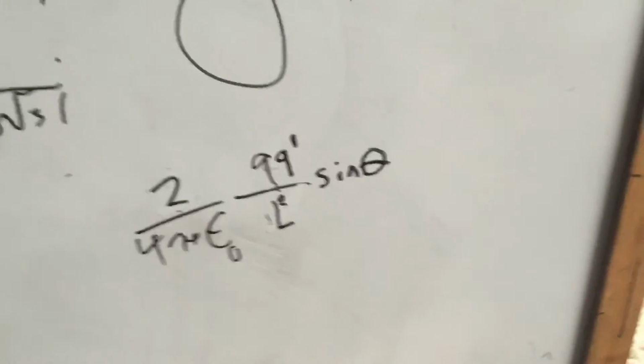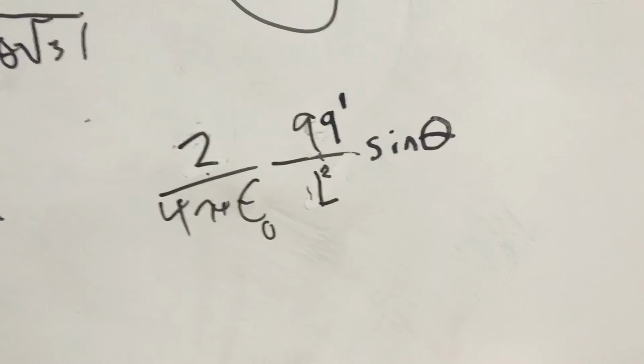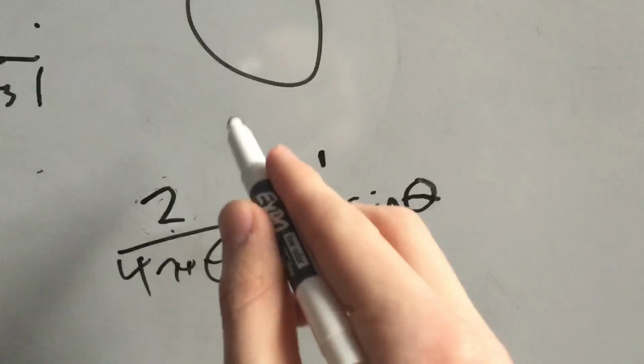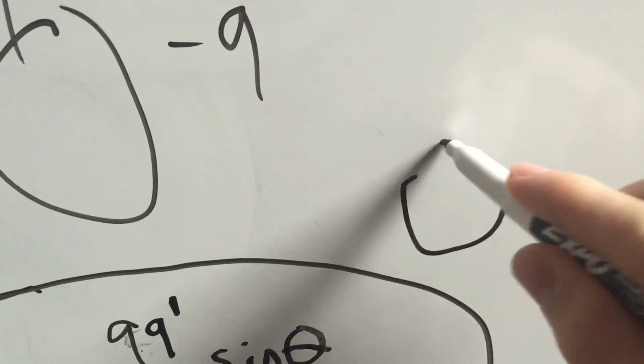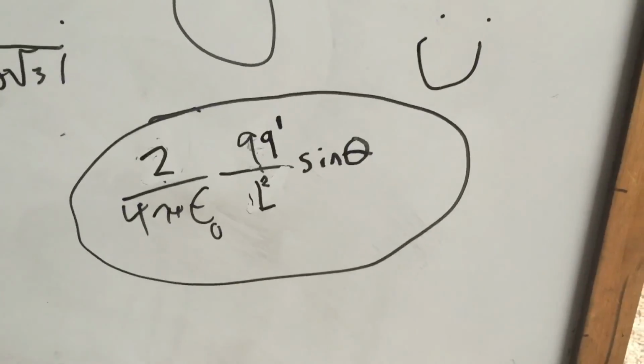So, in conclusion, that is the magnitude of the force on negative q prime at that point. Circle and a smiley face. Yeah, good stuff.